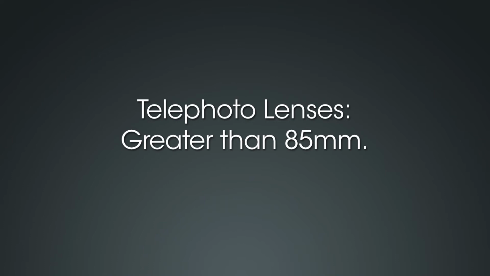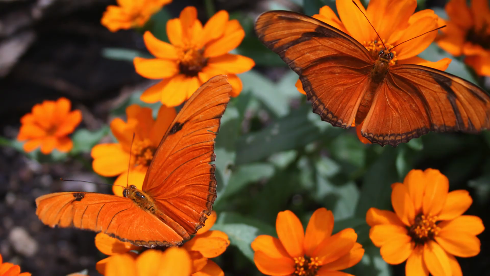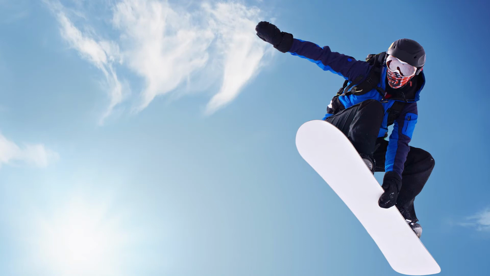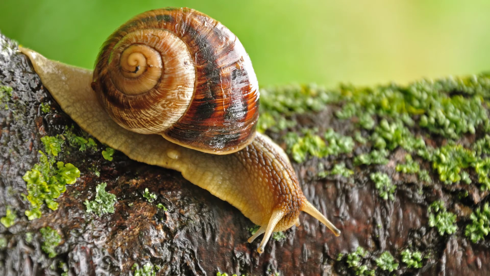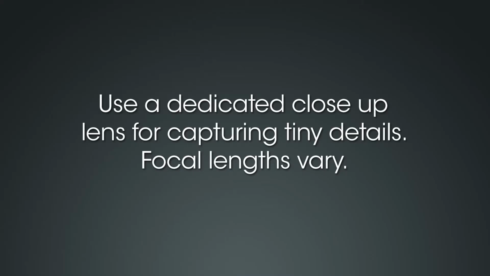Telephoto lenses are lenses with over 85 millimeters and are great for getting closer to your subject. Sports and wildlife photographers use telephoto lenses extensively to zoom in on the subject. Telephoto lenses are also great for getting amazing close-up shots of flowers or other small objects. If you're photographing very small objects and you want to have the ability to capture even the smallest details, you want to look into a dedicated close-up or micro lens. The focal lengths for dedicated close-up lenses range between about 60 millimeters and 200 millimeters.